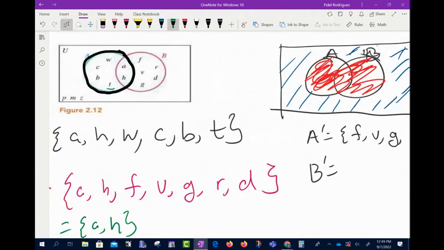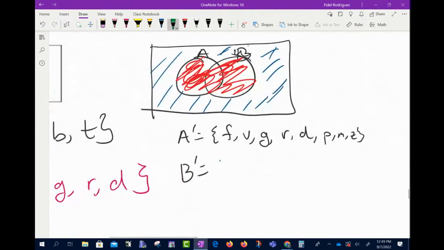But the way I would do B complement is I would circle everybody right here. And I would say, okay, I want to list all the letters except the ones inside that green circle. So I would pick W, C, B, and T. But I would also pick P, M, and Z.